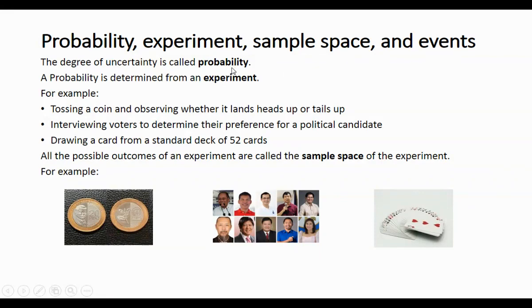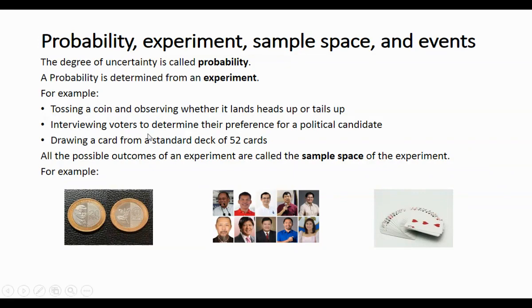We already defined probability. Experiment is what determines the probability. Your probability is determined by the experiment. For example, a coin toss, in which the probability is 50-50, so we could only have either heads or tails.